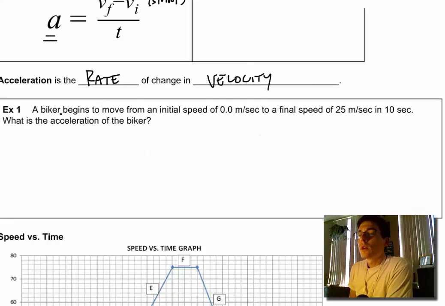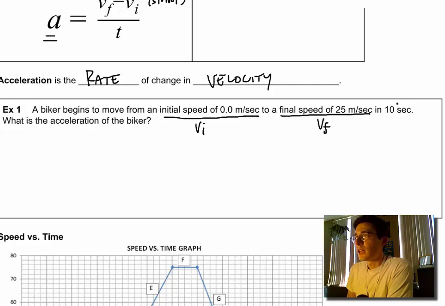Okay, so we're going to look at one example here. We're going to leave it at one for now because we're going to do a lot of this in class. A biker begins to move from an initial speed of 0.0 meters per second, so this is your V initial, to a final speed of 25 meters per second. So this is V final, and the time it takes to do that is 10 seconds.